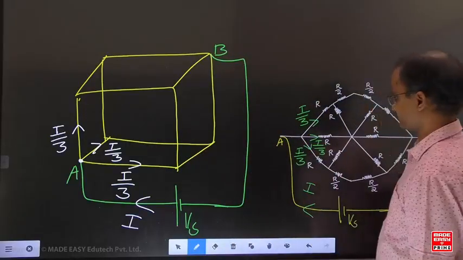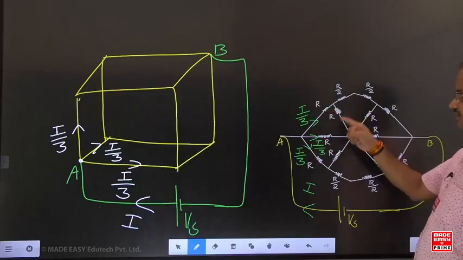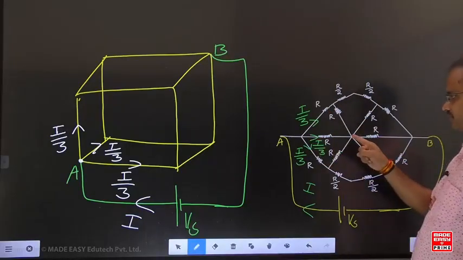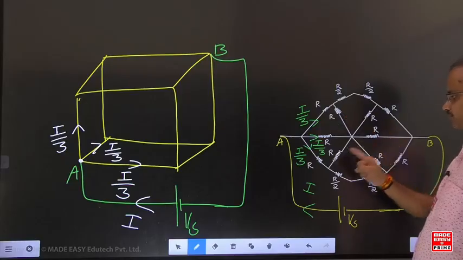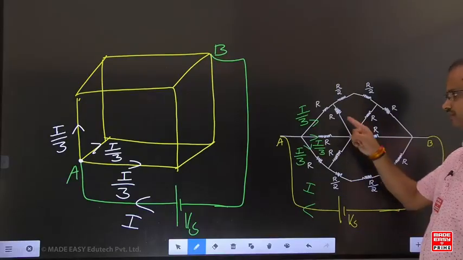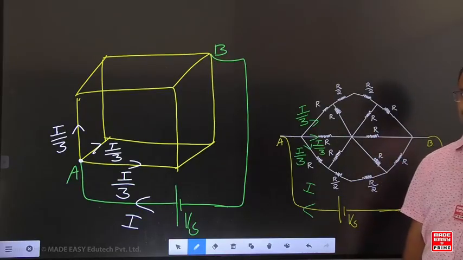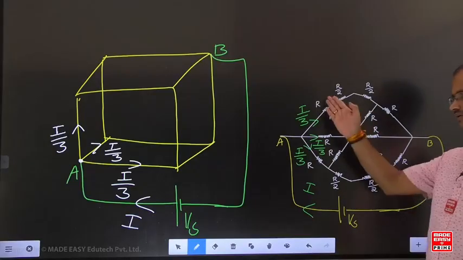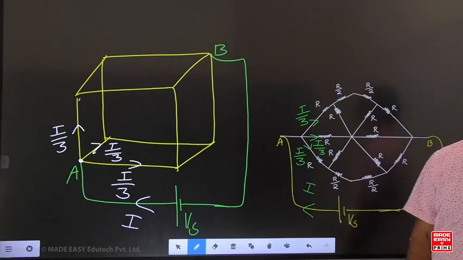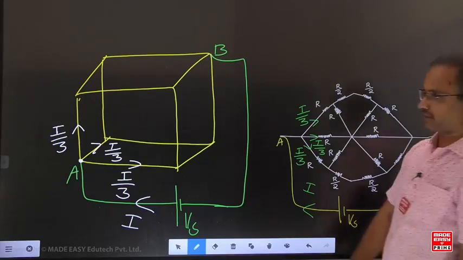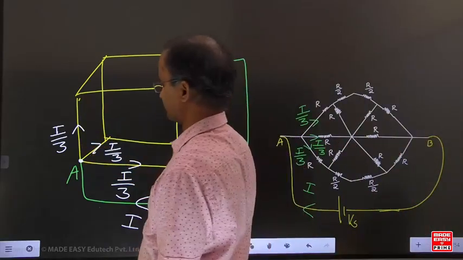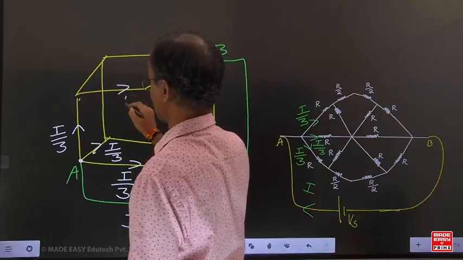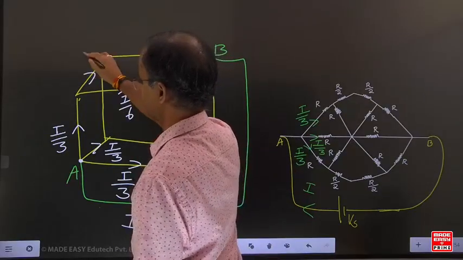But look here. For this element, it is connected to how many branches? 2 branches. But look here, this branch is connected to how many branches? 1, 2, 3, 4, 5. It is connected to 5 branches. But here it is connected to how many branches? 2 branches. Now tell me, are the connections identical or not identical? Not identical. But look here, it is connected further to how many branches? 2 branches. Simply we can say the current is distributed as I by 6 and I by 6.